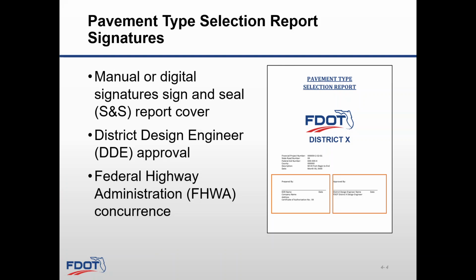The report will need to be signed either manually or use digital signatures for signing and sealing of the document. The pavement report cover is to be signed and sealed by the pavement design engineer preparing the report, and then the district design engineer, the DDE, will need to sign their concurrence. If your project is a federal aid project, you would also need to get Federal Highway Administration concurrence on the cover. This is an example of a pavement type selection report cover.